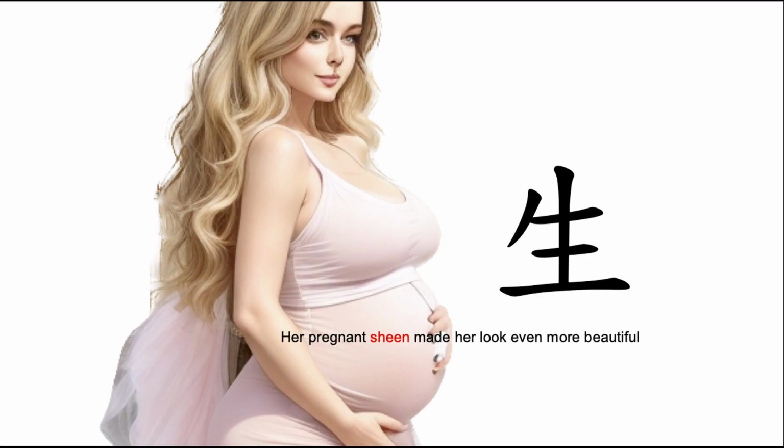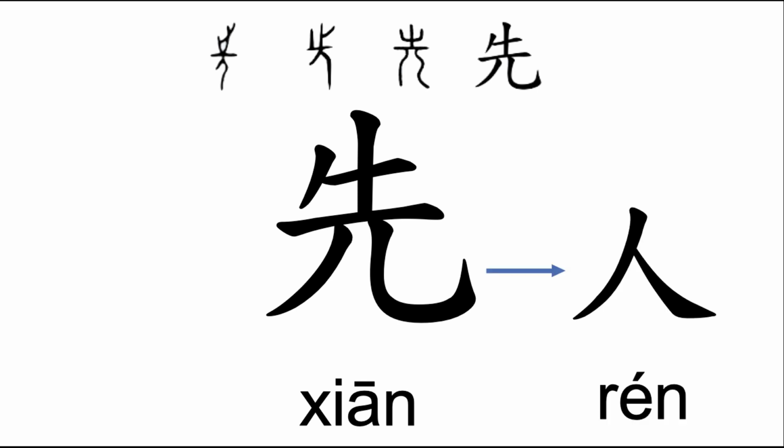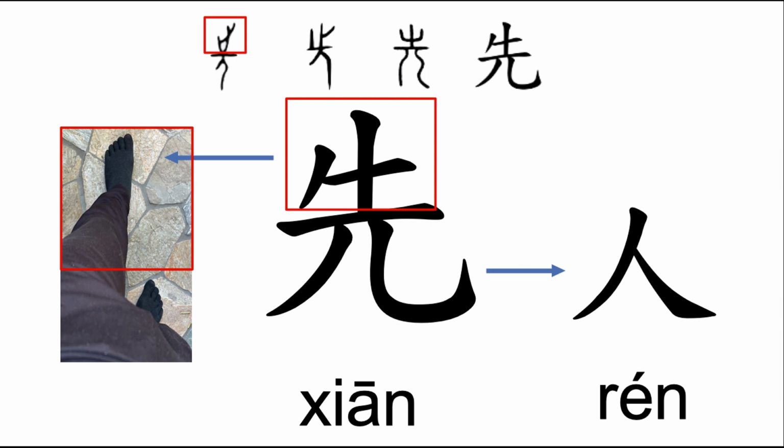Well, let's break it down. The character 先 itself is quite interesting. The horizontal stroke in the middle represents the front of the body, while the character 人 below symbolizes a person. In the Oracle bone script, the symbol on top of the horizontal stroke was a person's foot, but it got simplified over time. Now, this character 先 can mean in front, whether in terms of spatial position or time.